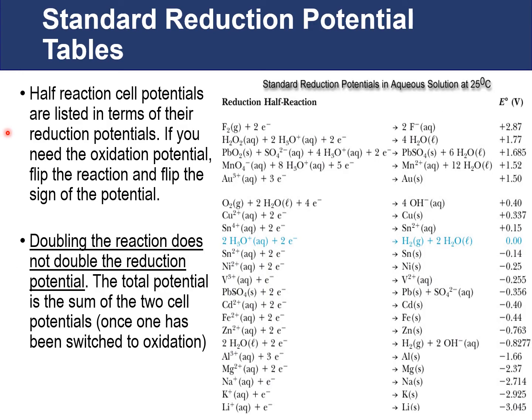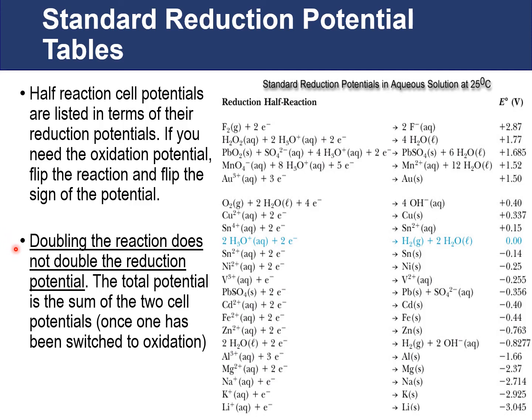Here is an example of a table of standard reduction potentials. You'll note that each one of these is written in the reduction form. So you have your oxidizing agent picking up an electron, being reduced into the reduced form. Here you have fluorine gas picking up 2 electrons going to 2F minus, and it has an E cell potential for that half reaction of 2.87. So the half reaction cell potentials are always listed in terms of their reduction potential. If you need to use the reaction in the oxidation form, you will flip the reaction and then flip the sign.